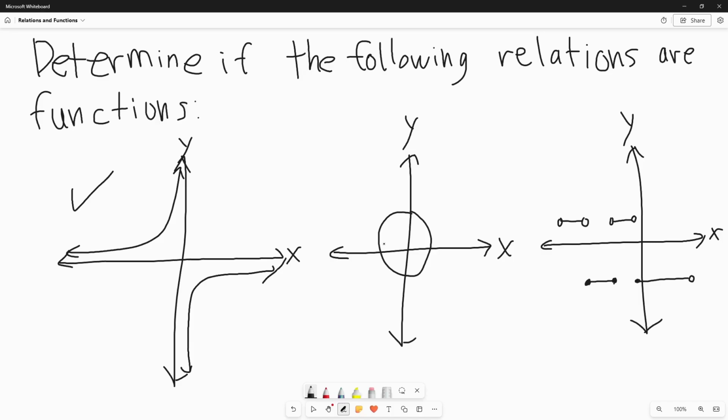However, the second graph is a circle, and this is pretty obvious. If we just draw a line down the middle right here, then it touches right here and right here, which does not pass the vertical line test, so this is not a function.